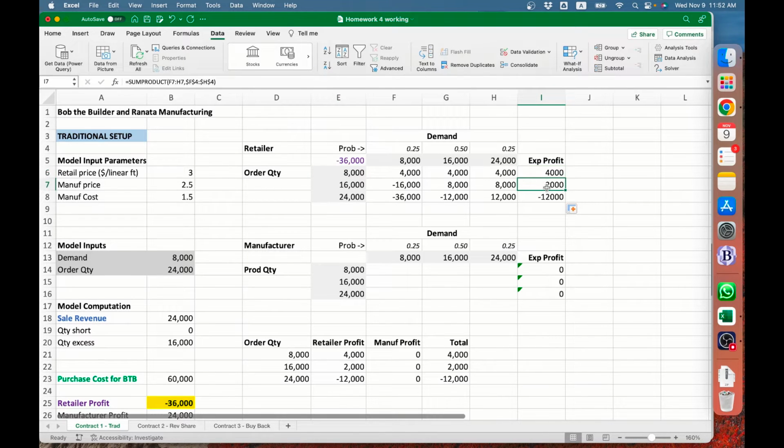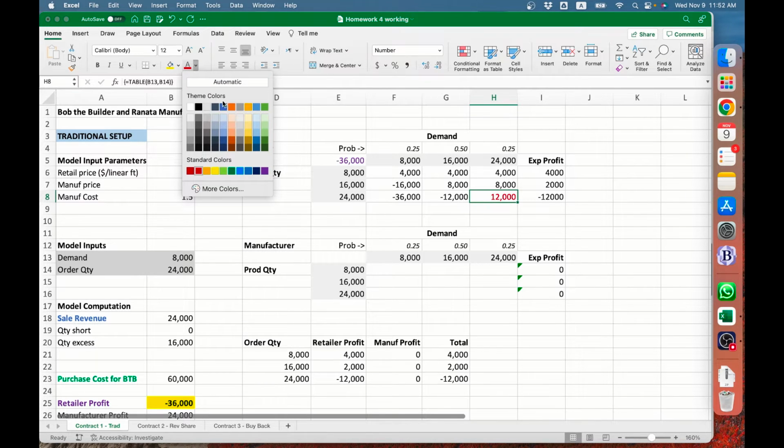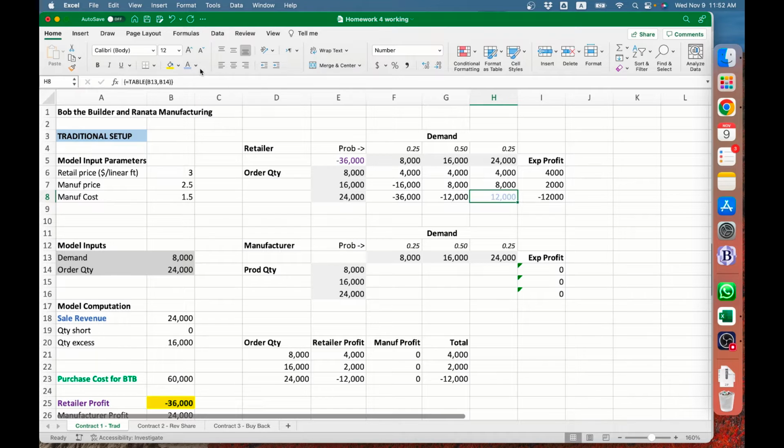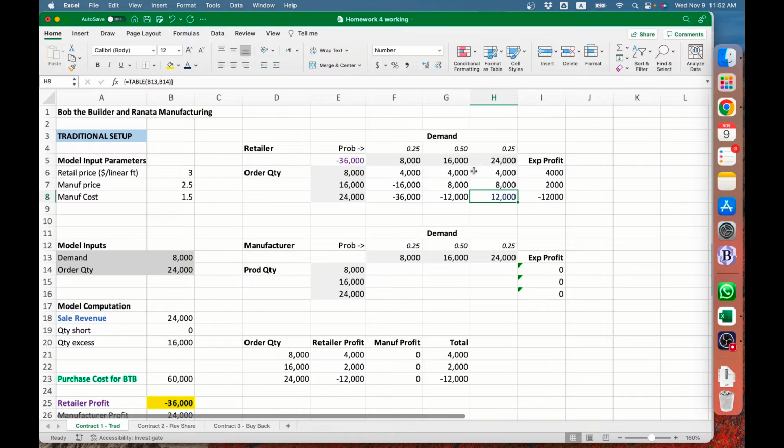If I order 16,000, I don't make as much money in the long run, and if I order 24,000, I make a loss actually, I'm expected to lose money. Even though the highest profit for Barbara is right here, the highest profit Barbara can potentially make is if she orders the highest quantity and demand turns out to be the highest.